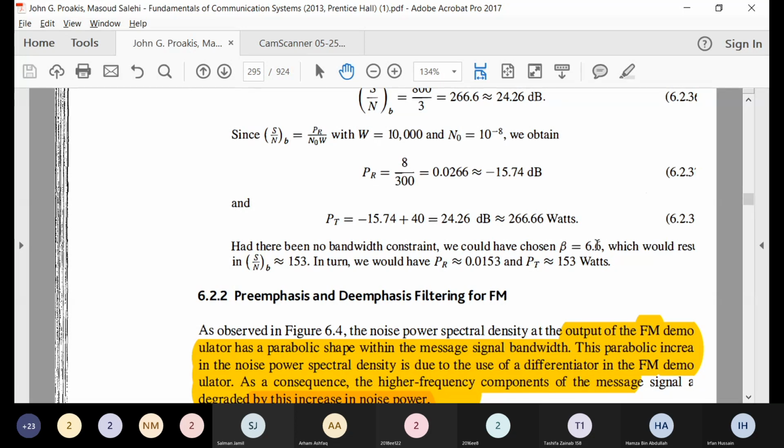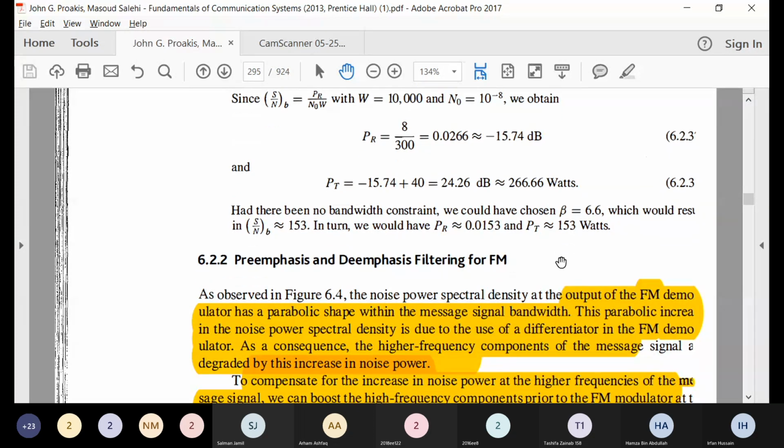And if I use 6.6, you can very well see the signal ratio at the output will be actually more of it will be covered by beta. You will require less power at the input to the receiver, and if you calculate the signal ratio at the baseband at the input to the transmitter, it will come out to 153 instead of 266, and similarly your PR will come out to be 0.0153 in comparison to 0.266, and transmit power comes out to 153 in terms of 266. So less power will be required at the transmitter if you are working at the threshold.